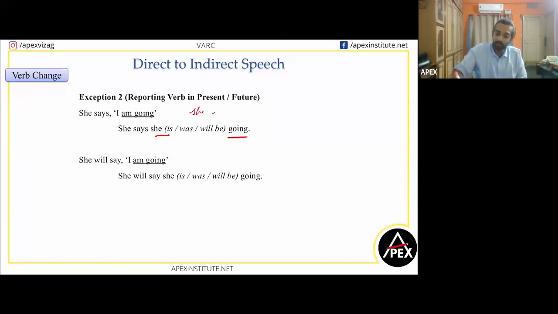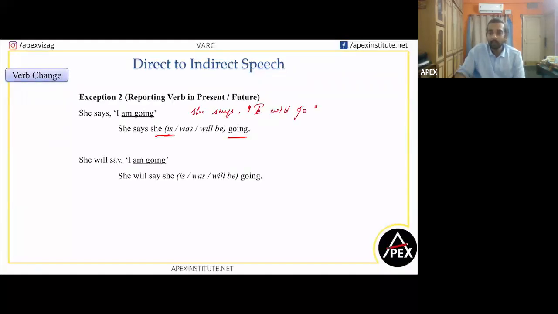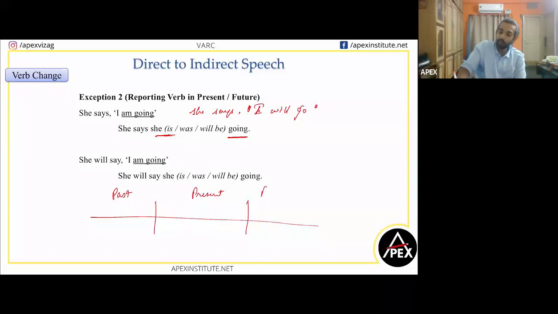ఇప్పుడు she says I will go అన్నాను అనుకో, అప్పుడు నువ్వు చెప్పింది కరెక్ట్ అవుతుంది. ఓకే, then it will be she says she will be going అని వచ్చేస్తుంది. But ఇక్కడ ఏమవుతుంది, she says I am going అంటే నేను ఇప్పుడు వెళ్తున్నాను కదా, so she is going అని రావాలి. Yeah, okay. నెక్స్ట్, ఇప్పుడు ఇది టైం లైన్ అనుకో, ఇది పాస్ట్ లోని, ఇది ప్రెసెంట్ లోని, ఇది ఫ్యూచర్ లోని.